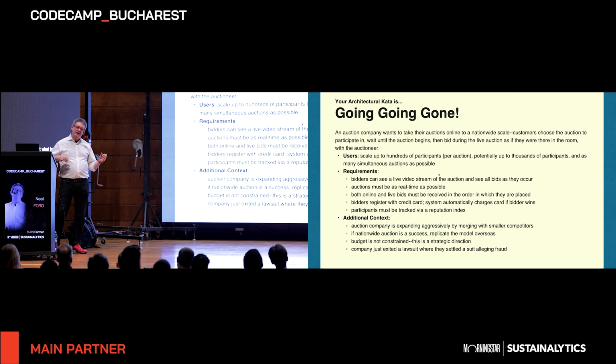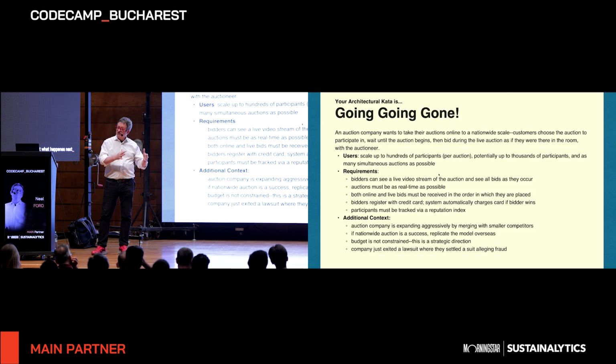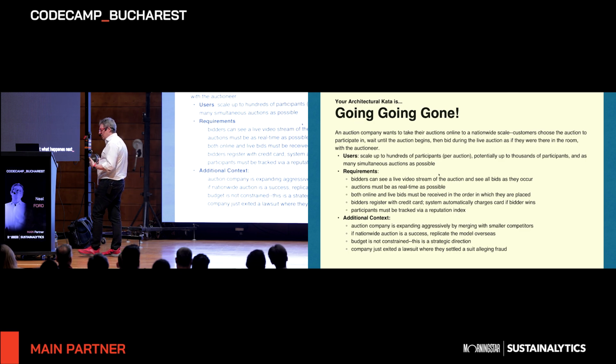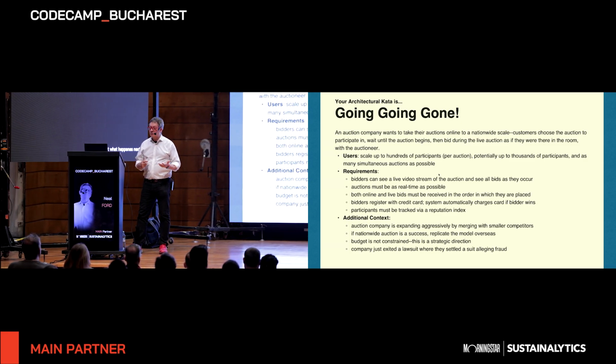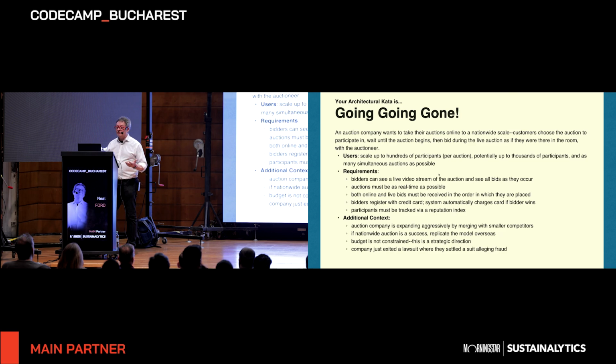This is an auction company that wants to take their auctions online in addition to their live auction. So this is not like an eBay. This is a live auction with an auctioneer with an online component as well, where online people can participate. We're expecting hundreds of participants per auction and potentially thousands of participants because we're running simultaneous auctions. Bidders can see a live video stream of the auction and bids as they occur. Auctions must be as real time as possible. Both online and live bids must be received in the order in which they're placed. Bidders register with a credit card, and we charge that if they win. And participants must be tracked via a reputation index.